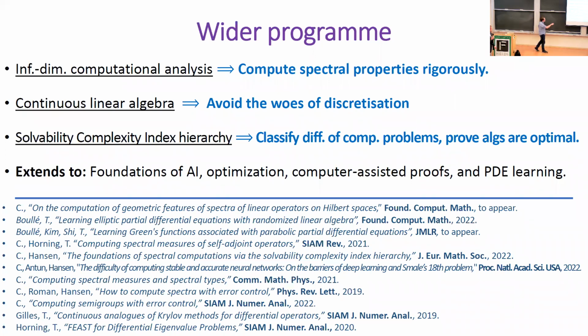You can classify these types of computational problems in something called the solvability complexity index hierarchy. And that allows you to precisely measure the difficulty of these problems, particularly in infinite dimensions, and then also prove that your algorithms are sharp or optimal, realizing those bounds, okay? So this also extends to things like computer-assisted proofs and PDE learning. And from us as card-carrying numerical analysts, we're hoping that some of these tools can be useful to this community.